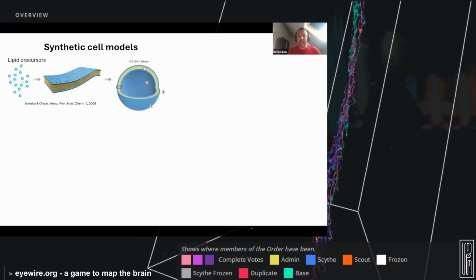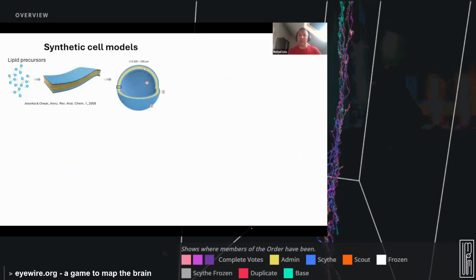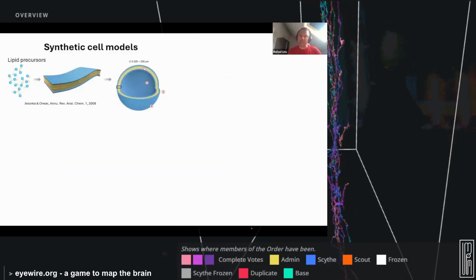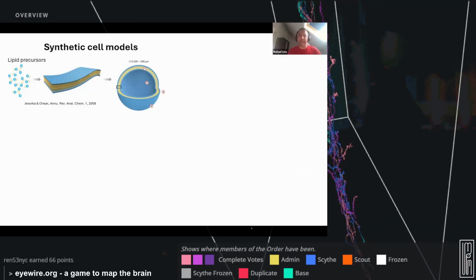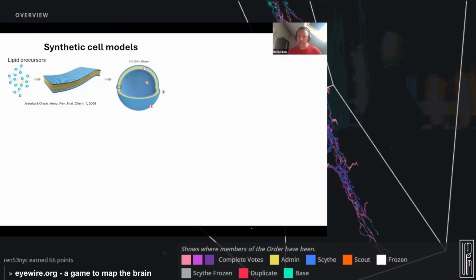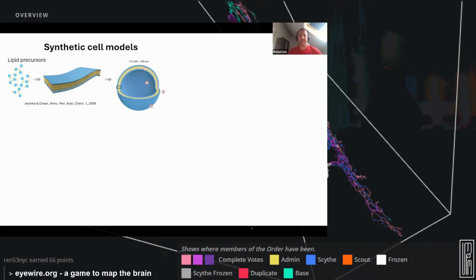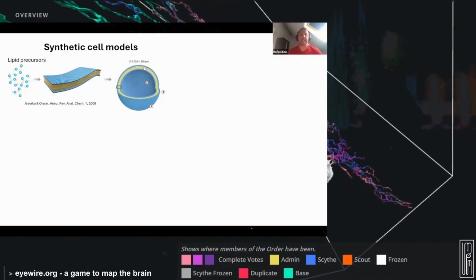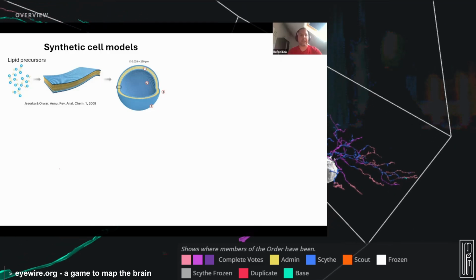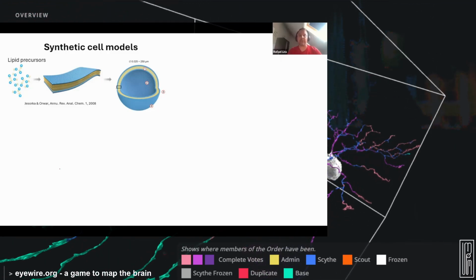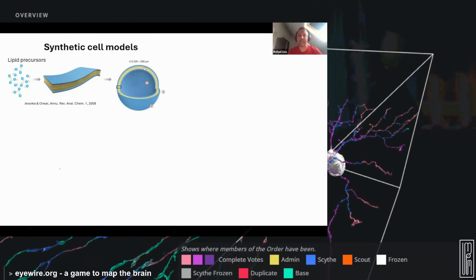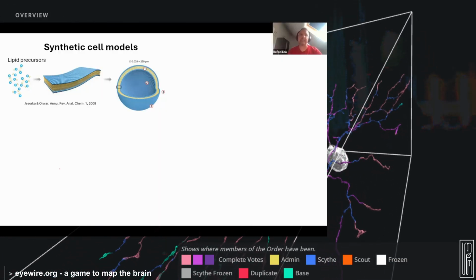Can we mimic this? The idea is that we would use a synthetic system that is much simpler compared to a cell. And by synthetic system, I mean liposomes. So liposomes are basically a lipid aggregate where you put lipids in a water solution, they will self-aggregate in the form of lipid bilayers. In general, it depends on the lipid species.